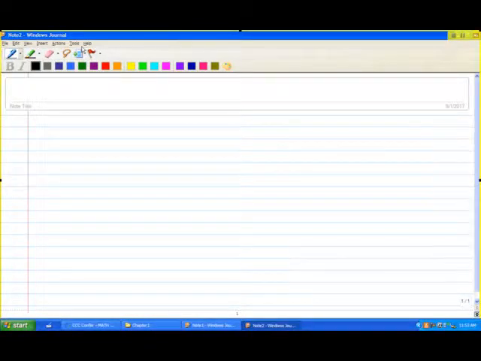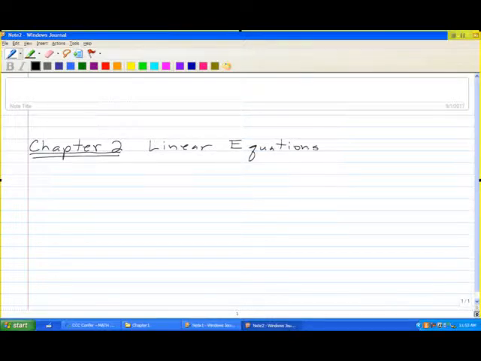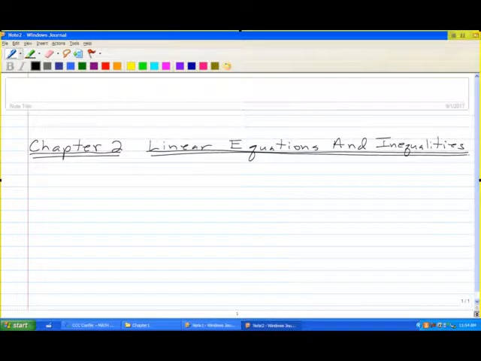Okay, so that really finishes off chapter 1. So let me start chapter 2. So chapter 2, linear equations and inequalities in one variable.